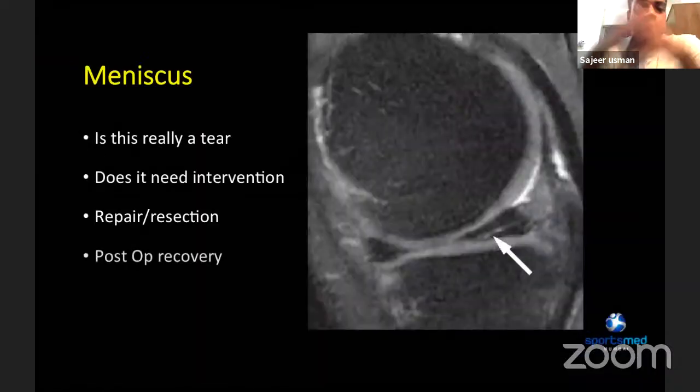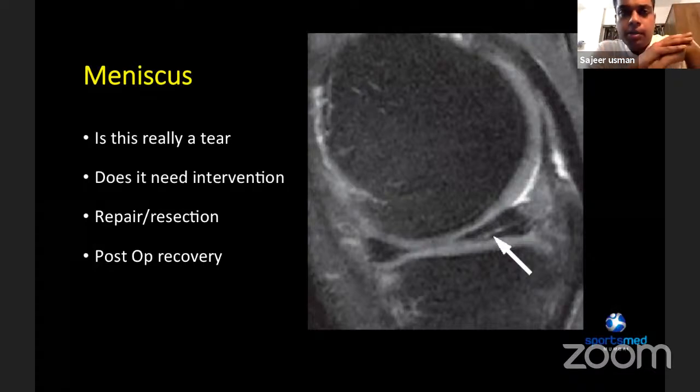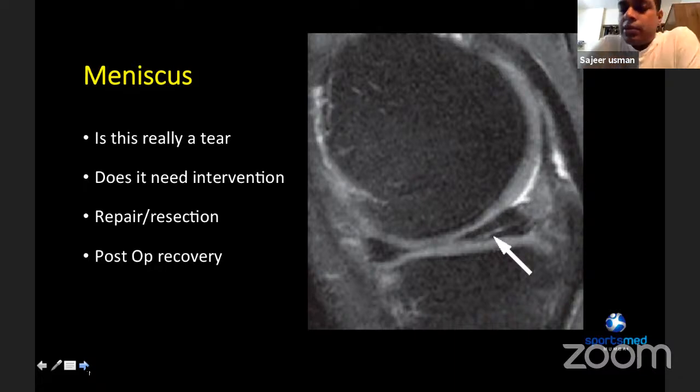So Daftary has already described how to come about diagnosing a tear, grading it, and identifying the associated lesions as well. As an orthopedic surgeon, the usual questions when you see an MRI image are: is this really a tear? Does it need intervention? And what kind of intervention are you thinking about? Repair, resection? What is the prognosis for this patient? Will he be completely relieved or will some symptoms persist?